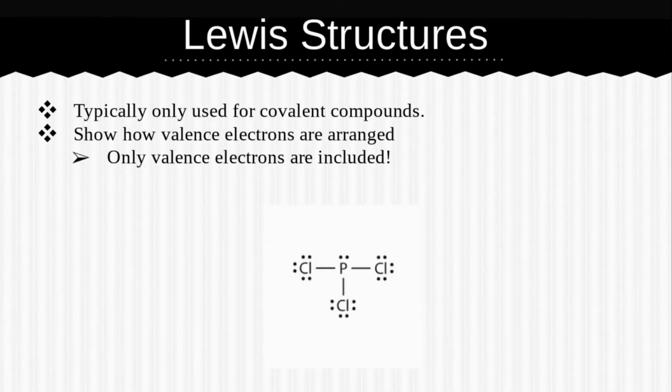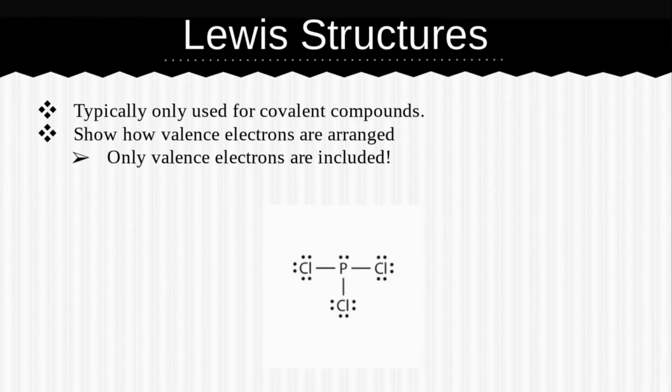So Lewis structures are typically only used for covalent compounds. We don't usually use them for ionic compounds because, as we discussed previously, ionic compounds are in these crystal structures with these repeating patterns, and they're best represented using those unit cells, crystal structures, rather than a Lewis structure, which shows a single molecule. The Lewis structure shows us how the valence electrons are arranged in the molecule, whether they are bonds or lone pairs.